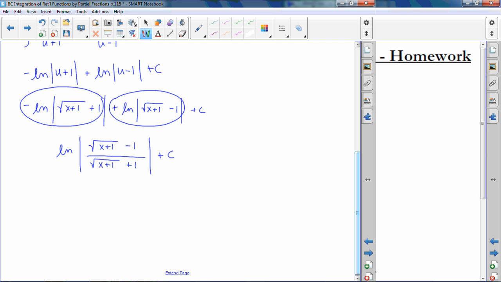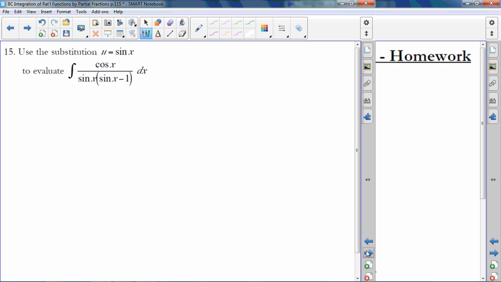And I'm going to let you try 14. And for 15, I want to show you how to do the trig function. All right, we've got use the substitution u equals sine x to evaluate the integral of cosine x over 2x times the quantity sine x minus 1. Okay, so I've got my u.